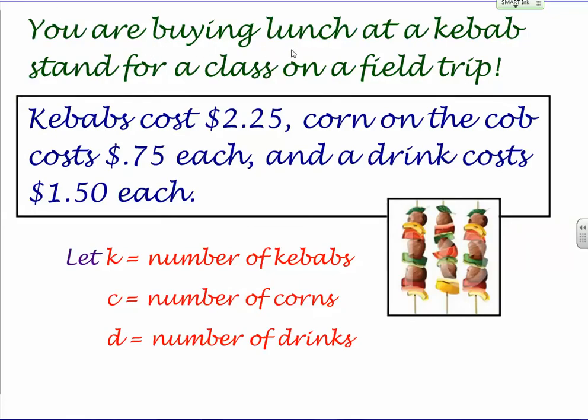So I had you figure out a formula for buying kebabs, corn on the cob, and drinks. So we said kebabs were $2.25 each, and K was going to be the number of kebabs I buy, and corn on the cob is 75 cents each, and C is going to represent the number of corn on the cobs I buy, and drinks are $1.50 each, and D was going to represent the number of drinks we buy.